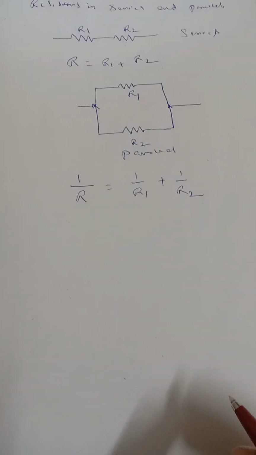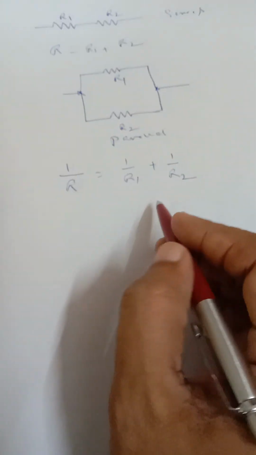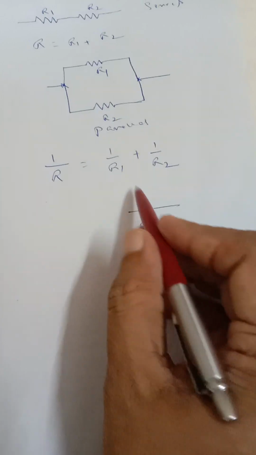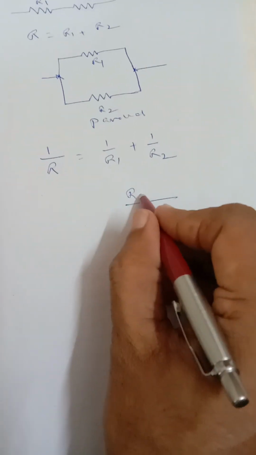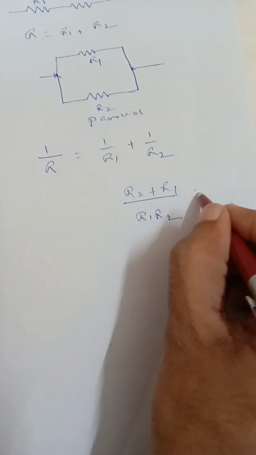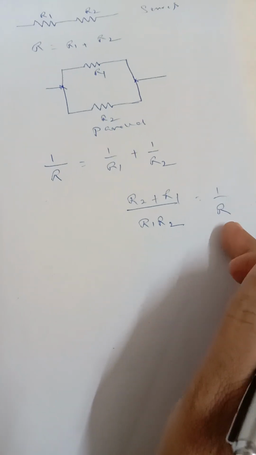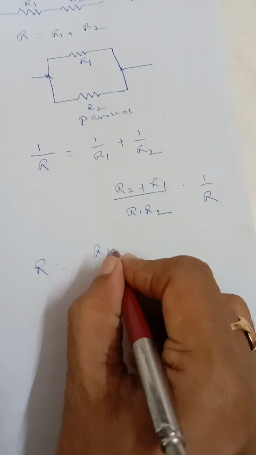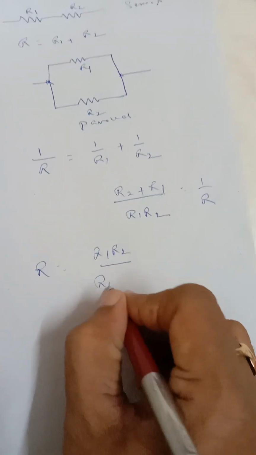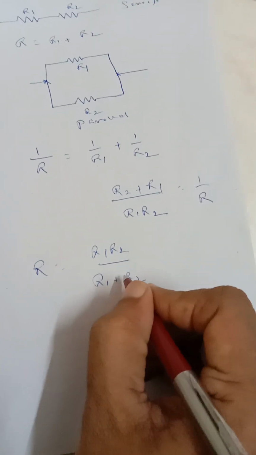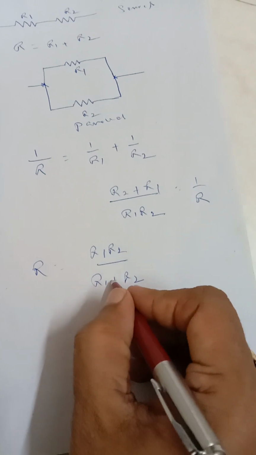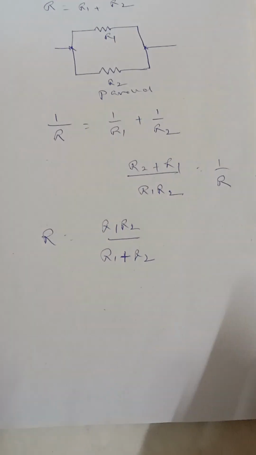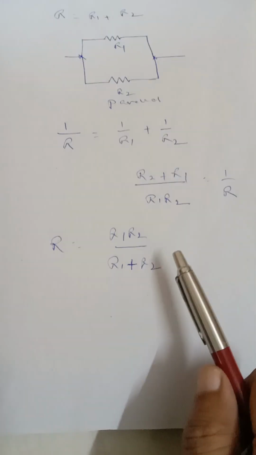Generally, the formula they will tell like this. So you take the LCM of R1 and R2, which is R1 R2. Here R1 is there, therefore here R2 plus R1 is equal to 1 by R. As it is reciprocal, you make R equal to R1 R2 by R1 plus R2. This is the equivalent resistance for a parallel combination.